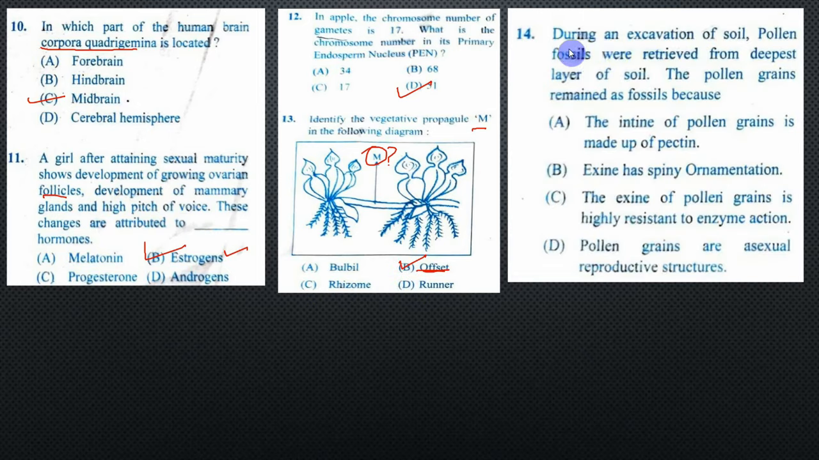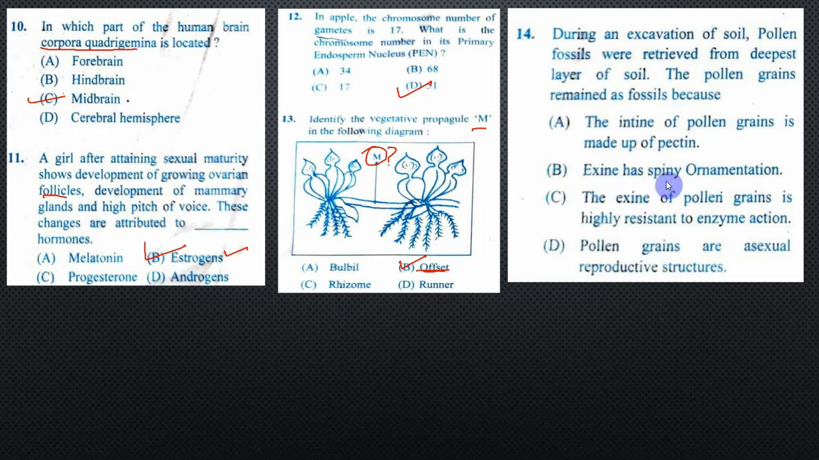Moving on, during excavation of soil, pollen fossils were retrieved from the deepest layer of soil. The pollen grains remained as fossils because the... Option A is the intine of pollen grains is made up of pectin.